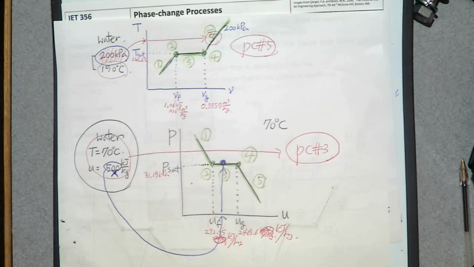You want one more problem? Yes. If you want to make a TU diagram, you need to know the pressure. And here, we don't know the pressure of the water. So the only property diagram you can make is PU, because you only know temperature. If you know pressure, you can make temperature U, TU. If you know temperature, you can make PU. If you know both temperature and pressure, you can make both of them. But don't make both of them, just one.